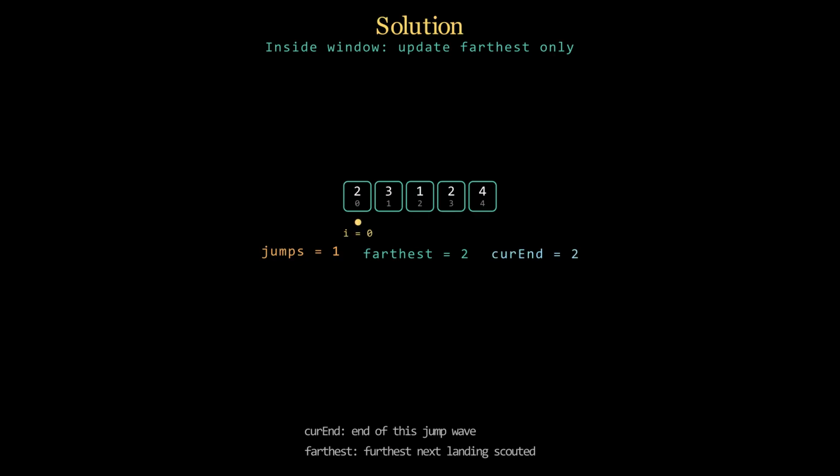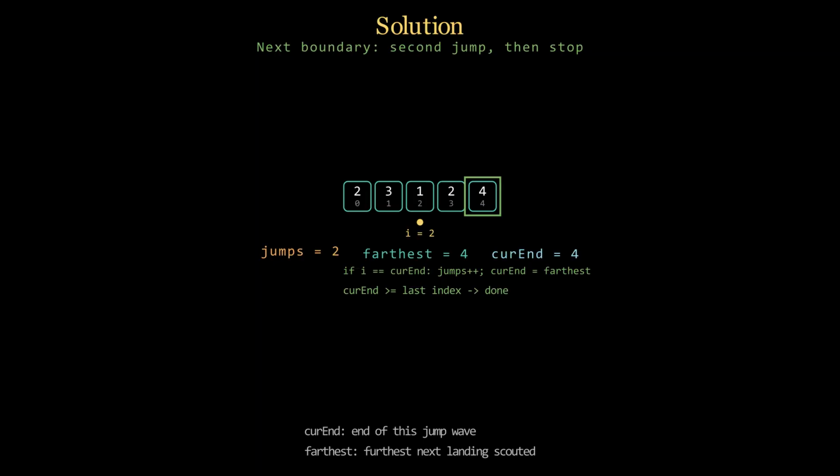Move i into the new range. At index 1 the value is 3, so you can reach index 4. Bump farthest to 4. No extra jump yet, we only refresh the scout. Advance i to 2. It matches current again, so we take a second jump, jumps becomes 2 and current becomes 4. That already covers the last index, so the sweep can stop.